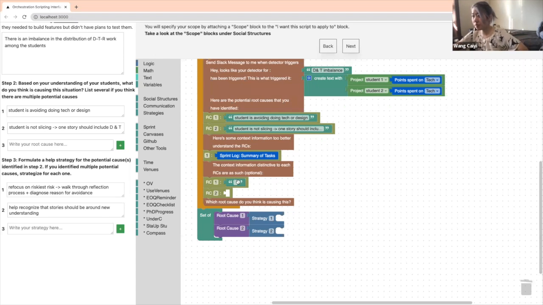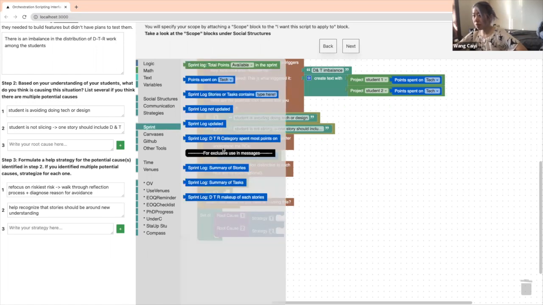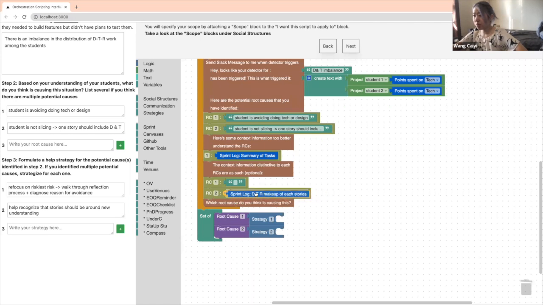And the context information distinctive to each of these RCs is as such. These are the context information that will help mentors diagnose specific root causes. So these are signals that are distinctive to each of the root causes. For example, in this case, we can show the DTR makeup of each of the stories to see if they contain both design and tech. The mentor can also use this space as a memo for themselves.